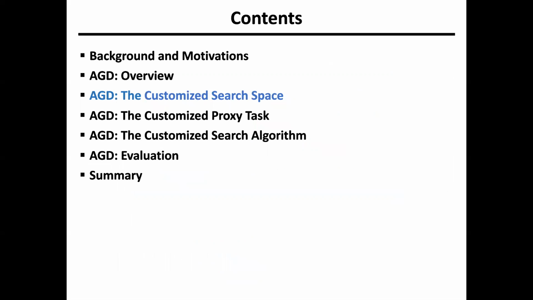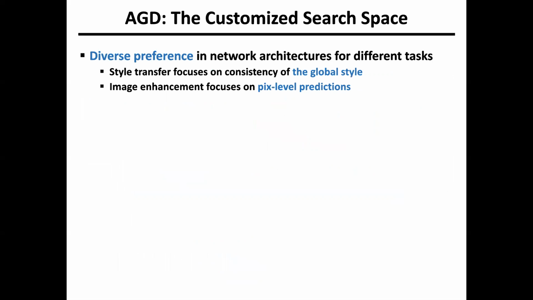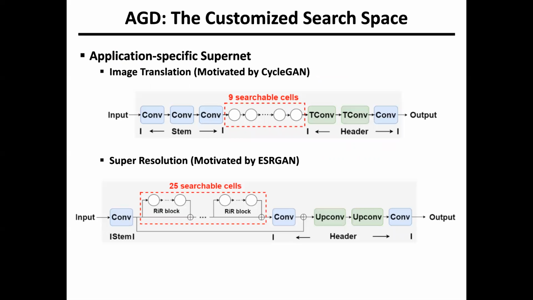First, for the customized search space, our method is motivated by the fact that different tasks will have diverse preferences in network architectures. For example, style transfer focuses on consistency of the global style, which prefers shallower network, while image enhancement focuses on pixel-level predictions, which prefers deeper network. It motivates us to instantiate different supernets per application. In other words, we will apply application-specific supernet for the two target tasks.